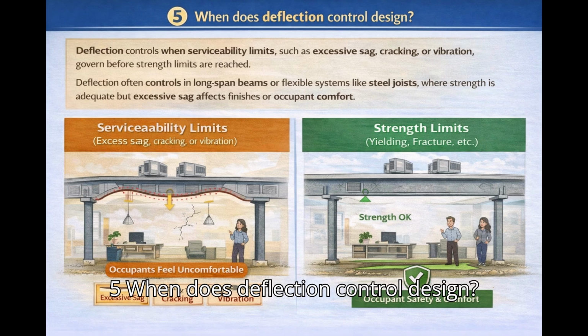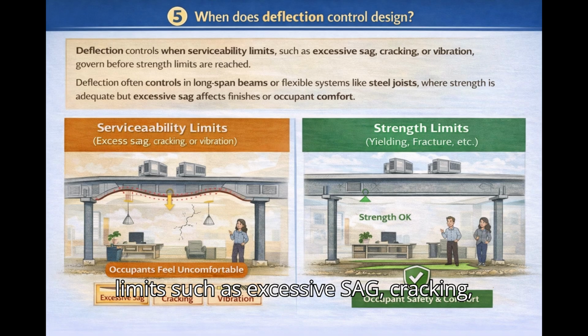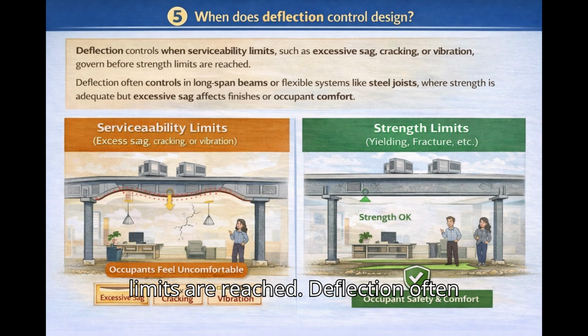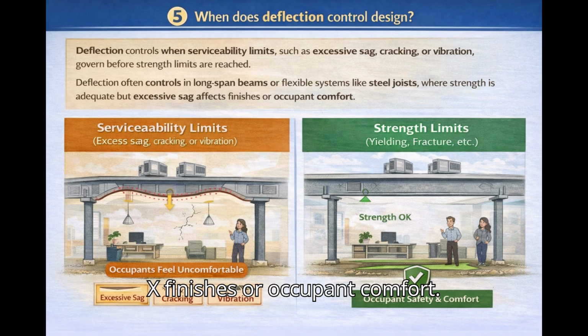5. When does deflection control design? Deflection controls when serviceability limits, such as excessive sag, cracking, or vibration, govern before strength limits are reached. Deflection often controls in long-span beams or flexible systems like steel joists, where strength is adequate but excessive sag affects finishes or occupant comfort.